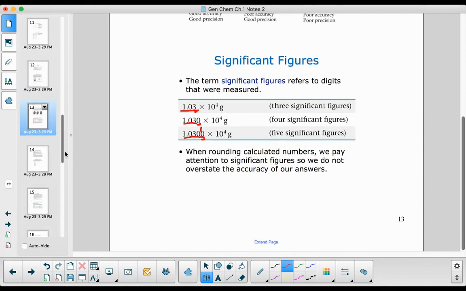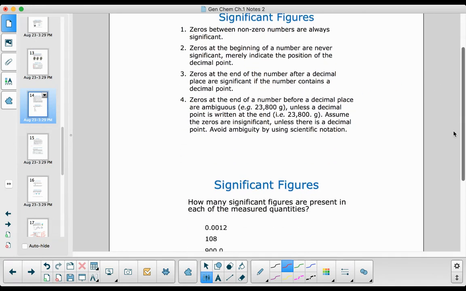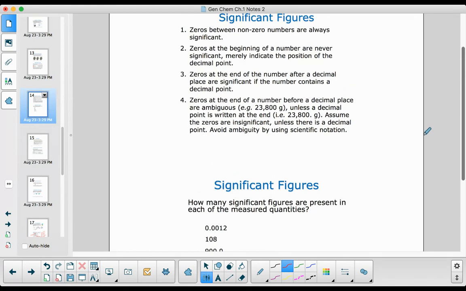Now we need to know how to count significant figures. From the example I just used, zeros seem to be the big placeholder for significant figures or not. So we talk about significant figures. These are the 4 rules. I'm not going to read them to you. I'll show you a number of examples as we move forward. So those are the 4 rules for sig figs.